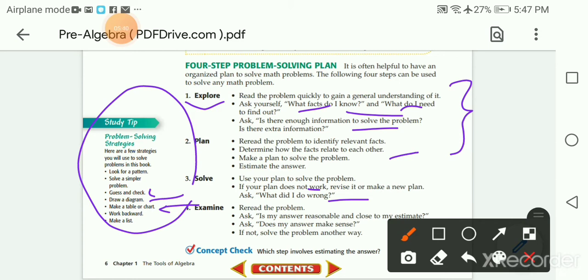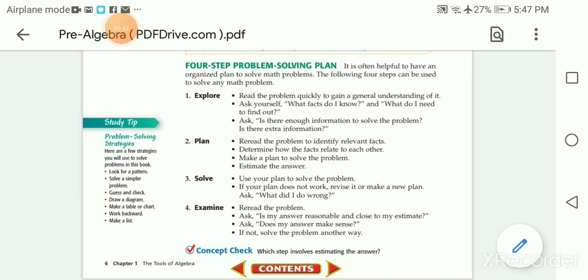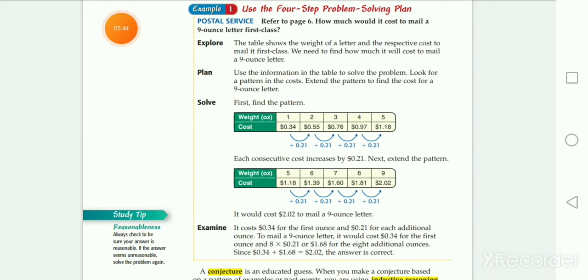Okay, let's solve example 1 here. Use the 4-step problem solving plan. Postal service. Refer to page 6. How much would it cost to mail a 9-ounce letter first class?